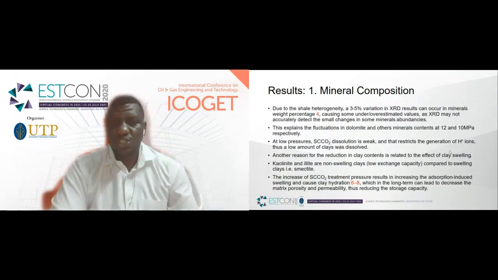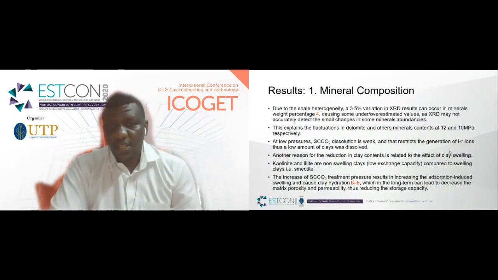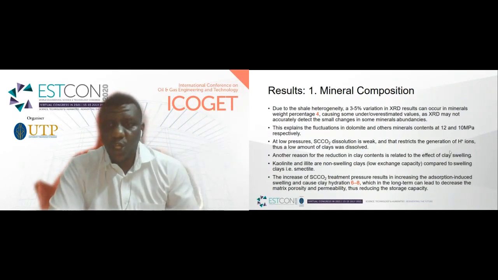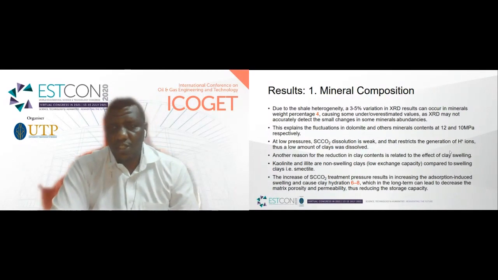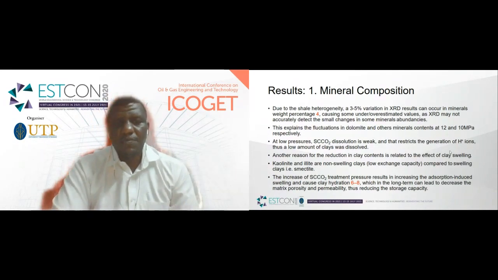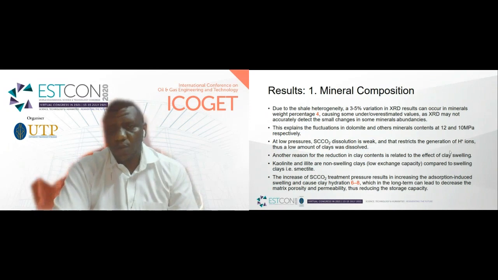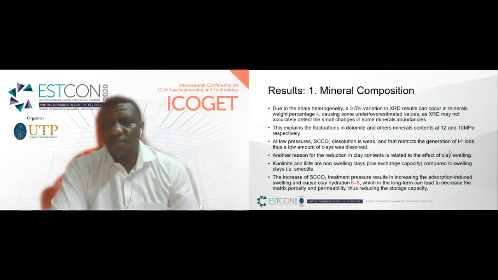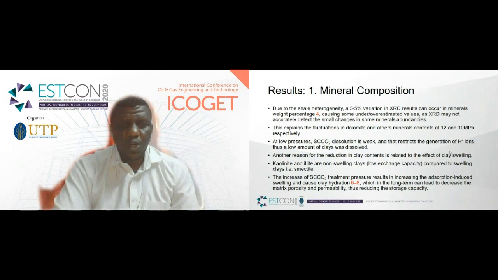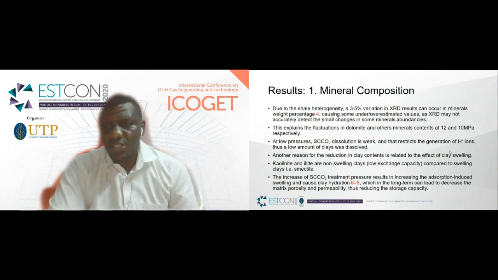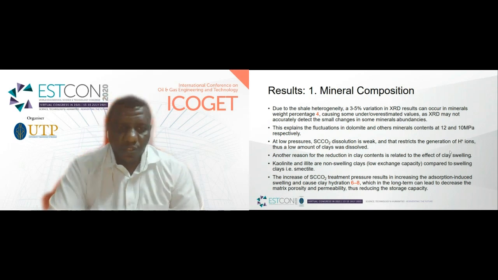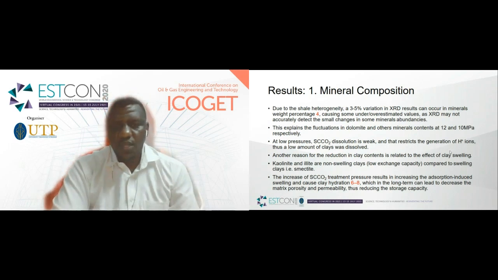Due to the shale heterogeneity, variation in XRD results of up to 5% can occur, and that may cause some under- or overestimated values of the mineral dissolution and precipitation, as XRD may not accurately detect all the small changes in the minerals. This explains the fluctuations in dolomite and other mineral contents at 12 and 10 megapascal respectively. At low pressure, CO2 dissolution is usually weak, and that restricts the generation of hydrogen ions. Therefore, a low amount of clay was dissolved.